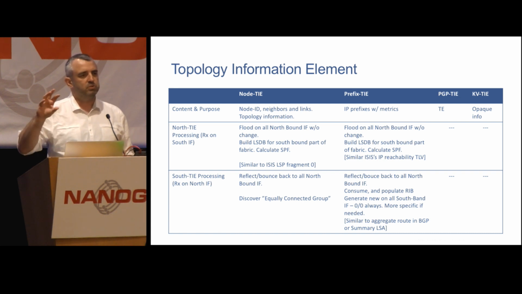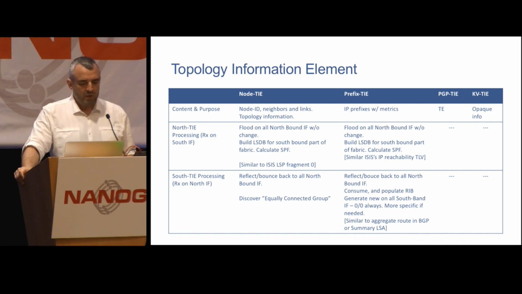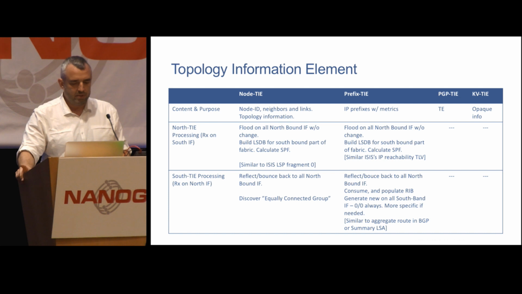So effectively, the top spine has the full view of all connections. But the lower level spines, or ToRs, have no visibility of the topology. A ToR just sees his neighbors because he does not get this information from the rest of the network. In the south direction, the node information is used, of course, to discover who is my neighbor, and also is used to bounce it back. Bouncing back will be described in a minute. Prefixes are quite easy to understand. The prefix TIE is just like the IP reachability TLV in ISIS. It's just information about the prefix.